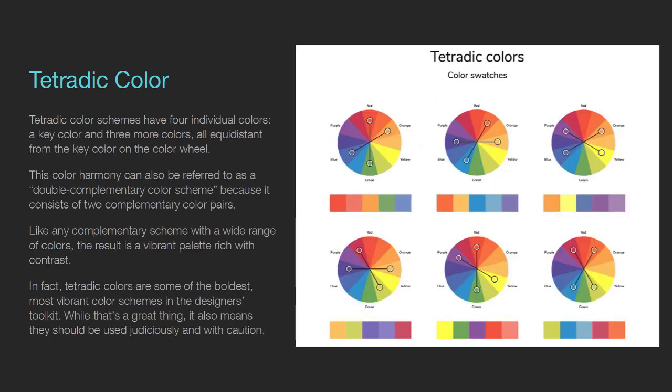Tetradic colors. So if you do a rectangle, sometimes it'll work if you do a square, but for the sake of this, we'll think about rectangle. It is suggested that you have one main color and then the rest kind of work with the others.